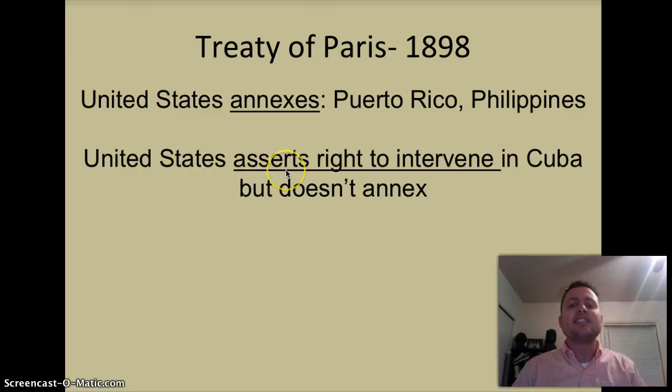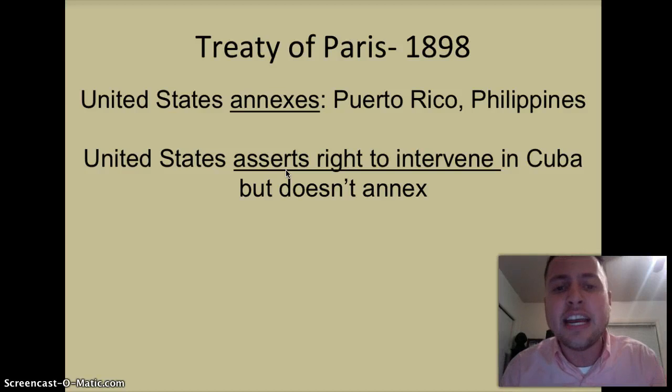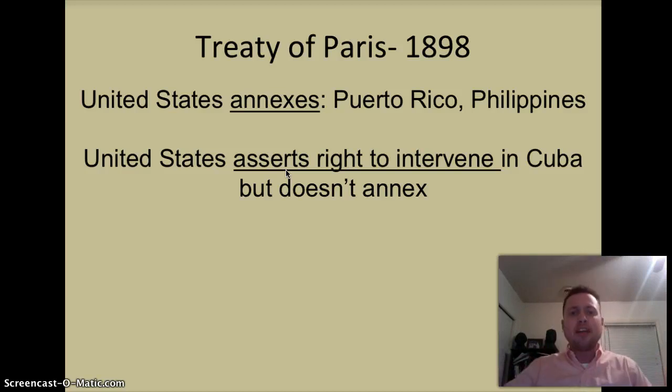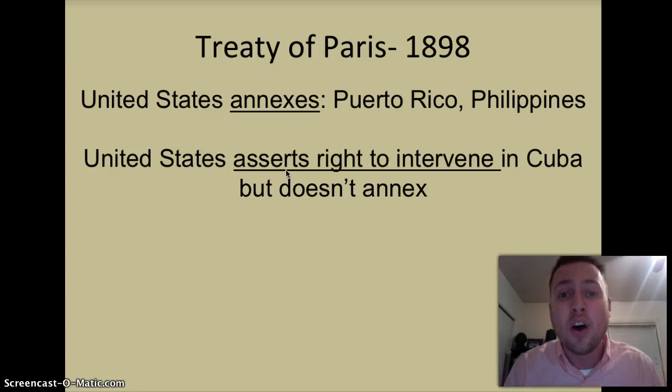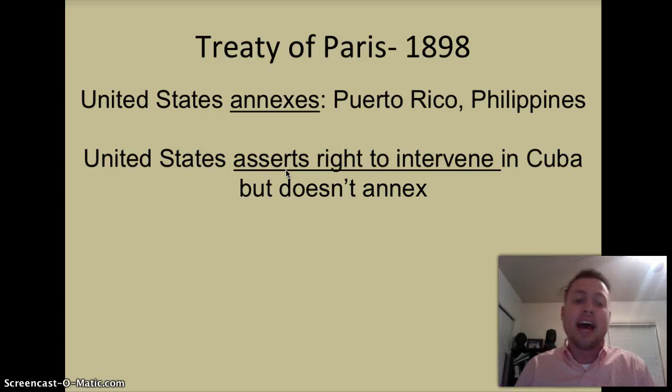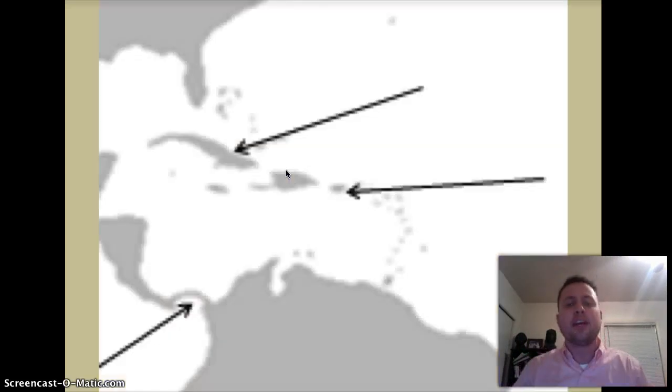But the United States does not annex Cuba. Instead, the United States asserts the right to intervene in Cuban affairs. If we think something's going bad in Cuba, we can send our military in anytime we want. If we want a military base, Guantanamo Bay, we can do that anytime we want. It was called the Platt Amendment, but the point is the United States asserts the right to intervene in Cuba, but will annex Puerto Rico and the Philippines.